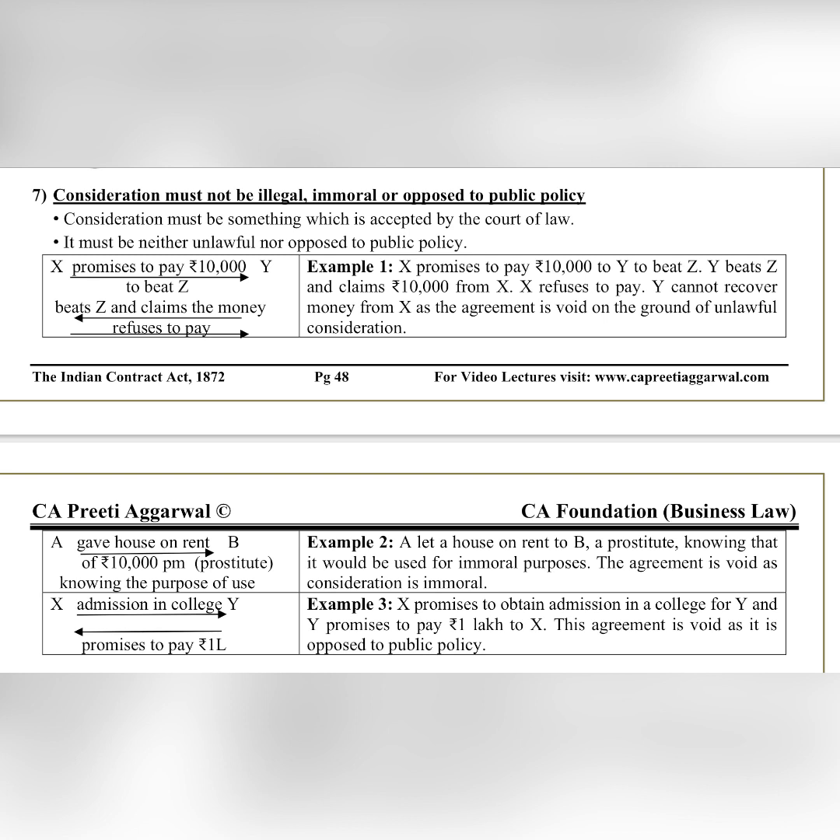So students, these were the essential elements of a valid contract, and we quickly went through them. It was a quick revision, and I hope you were able to recall all the concepts. I have discussed many examples with you. You will find all these examples in the book, and you can purchase this book from my website capreetiaggarwal.com.